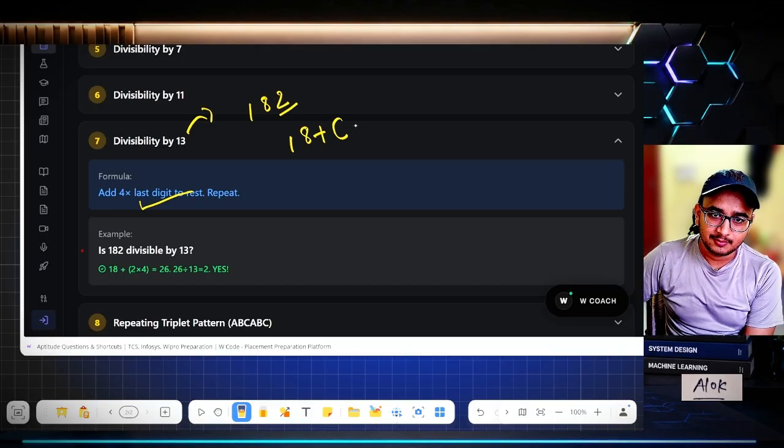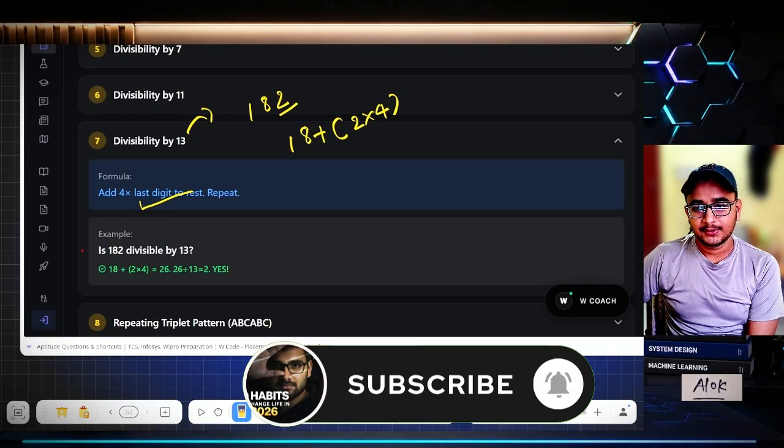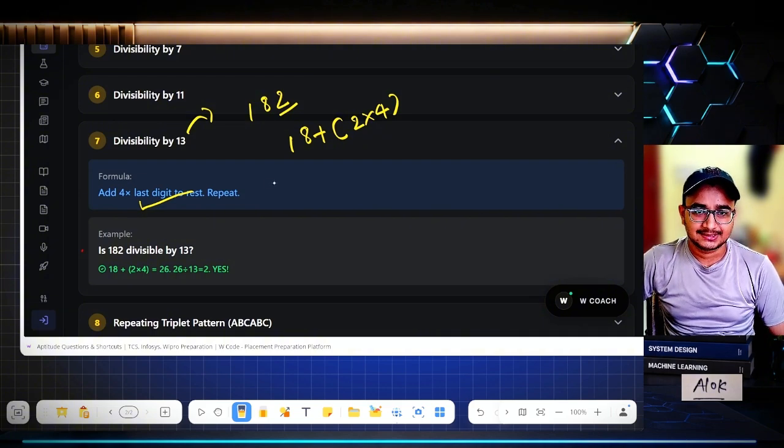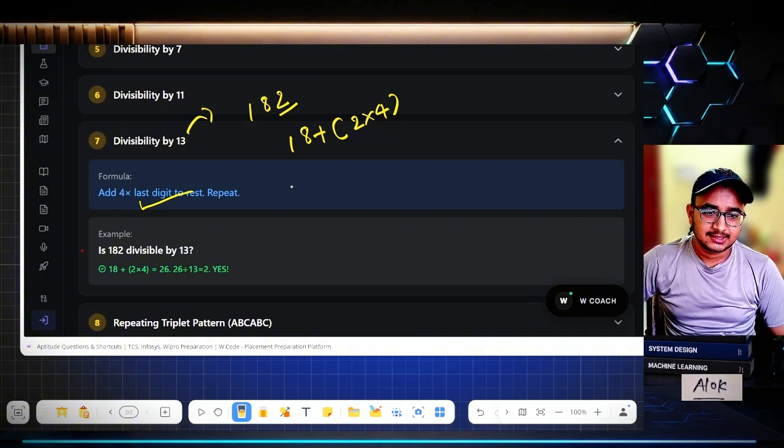Then you have to multiply the last digit. What do you have as the last digit? 2 into 4. Okay, 2 into 4. I think guys, you got an answer. And it comes out to be what? It comes out to be 26.